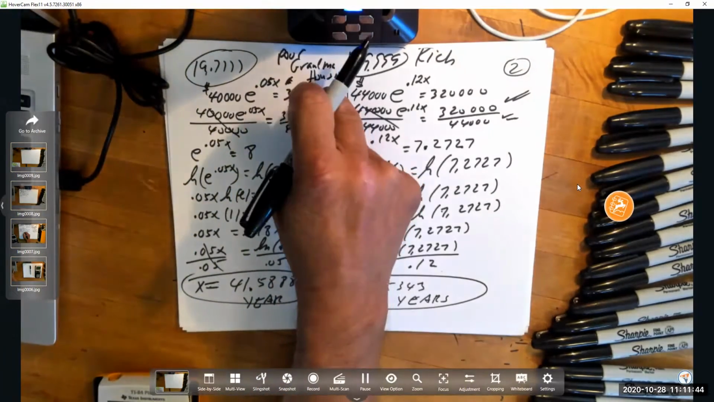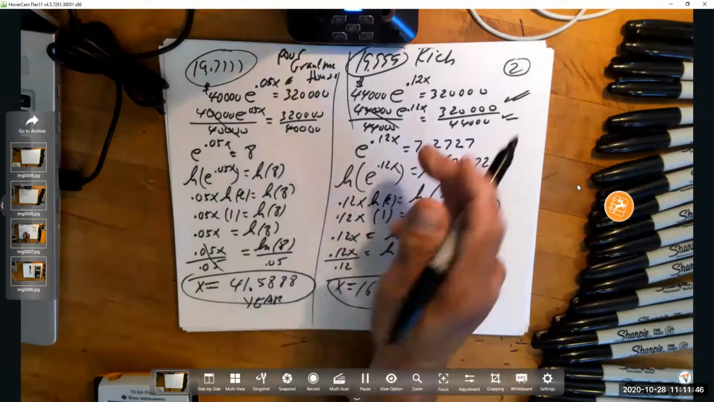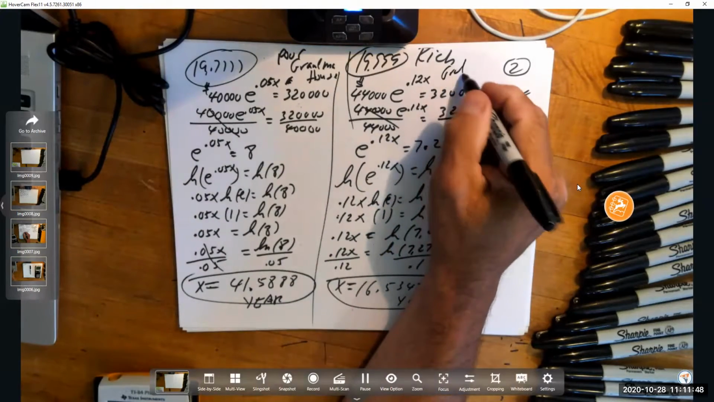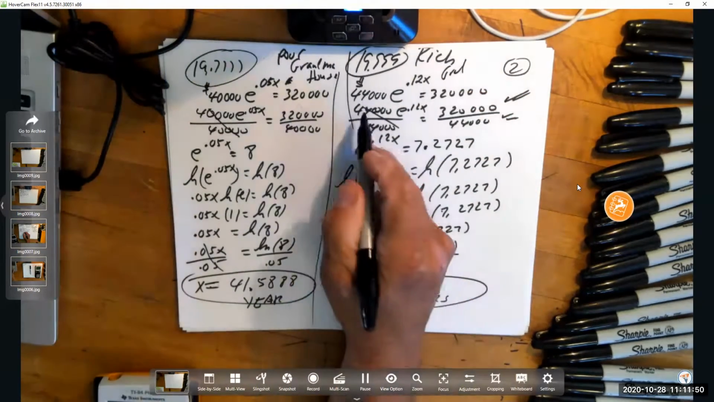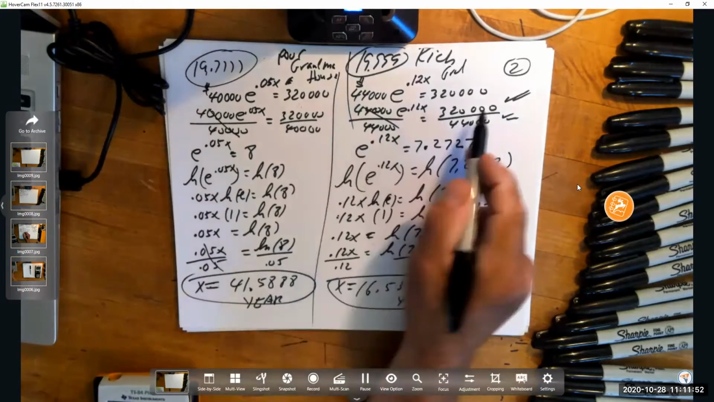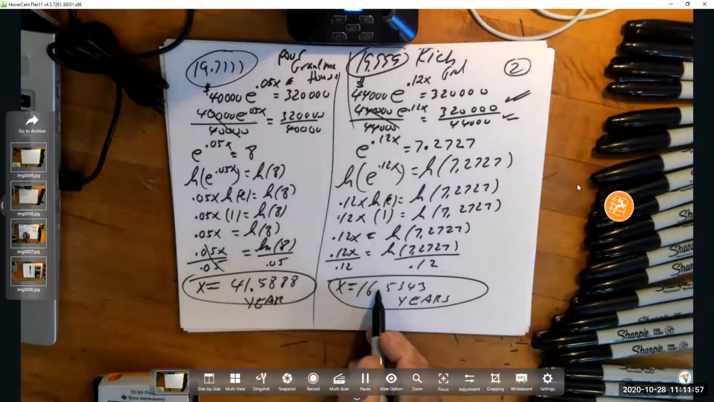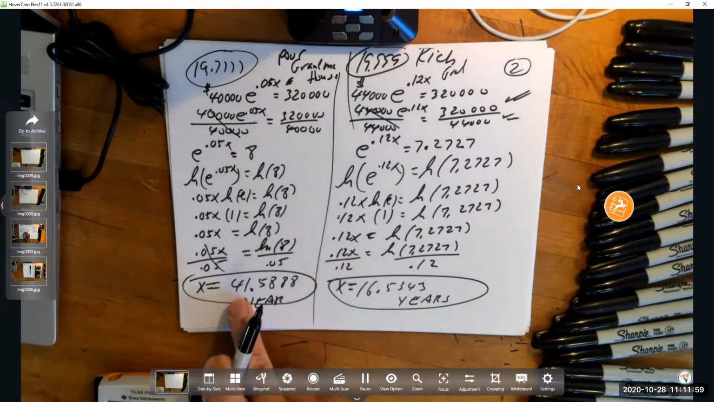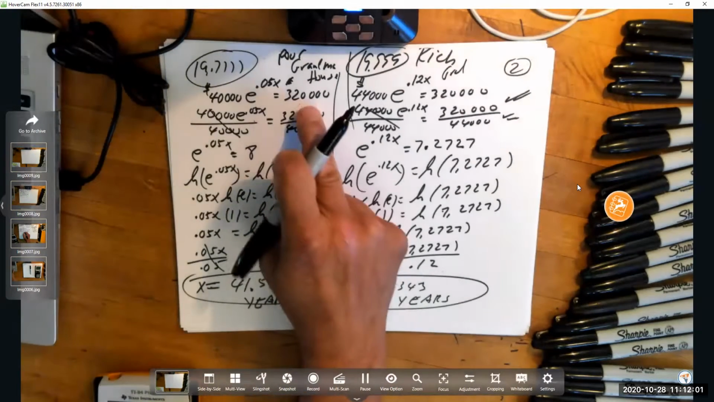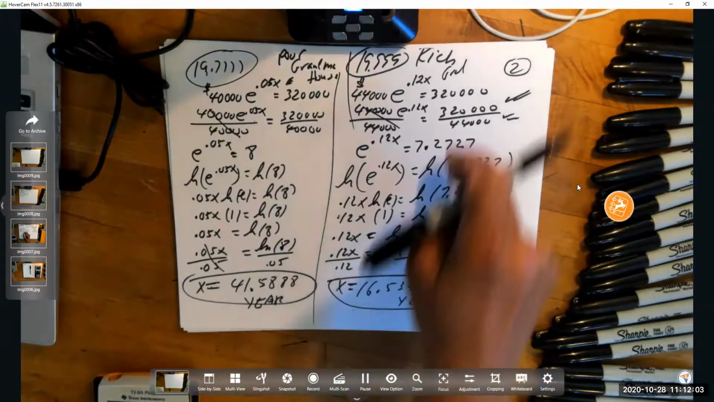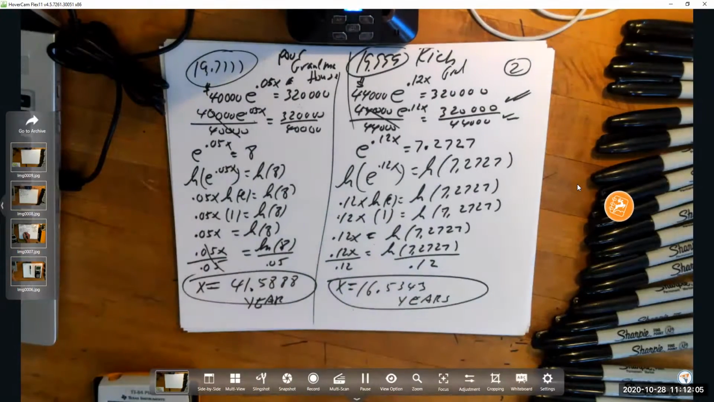And this other grandma in her neighborhood, things are jumping up faster. So it went from 44,000 to 320,000, just like the other one. Except this one took 16 years for that to happen. 41 years, sell it for this price. 16 years, sell it for that price. Does that make sense for those numbers? Hopefully, yes. Okay.